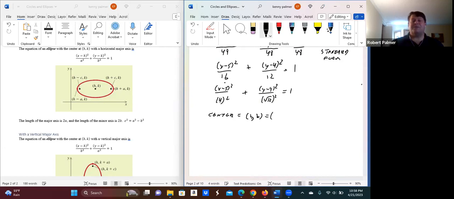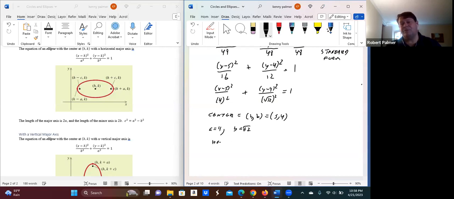The same thing happens here as what happened with the circle: basically switch the sign. So if these are minus here, they're plus here. So the center is going to be 5, 4. Okay, that's H and K. Now our A, the bigger number, is going to be 4. B is going to be the square root of 12.